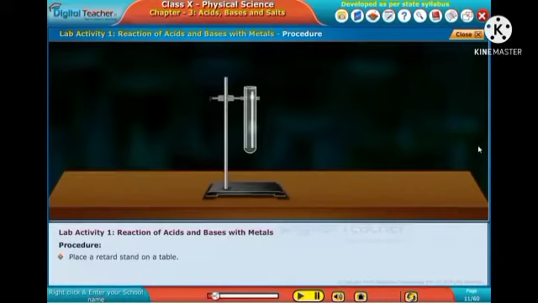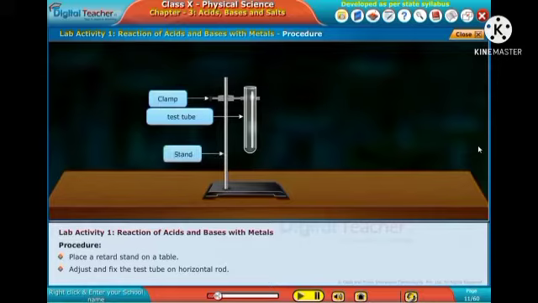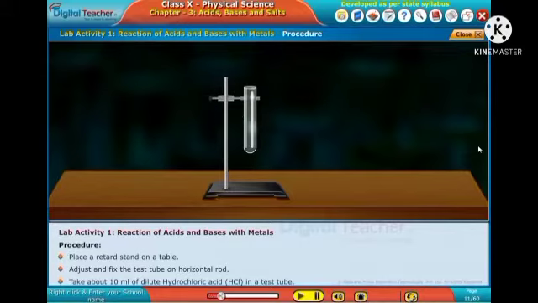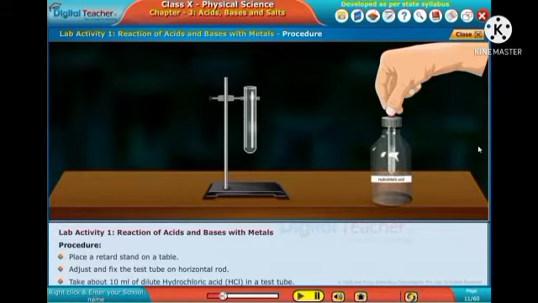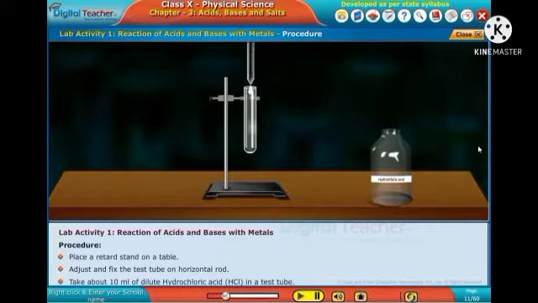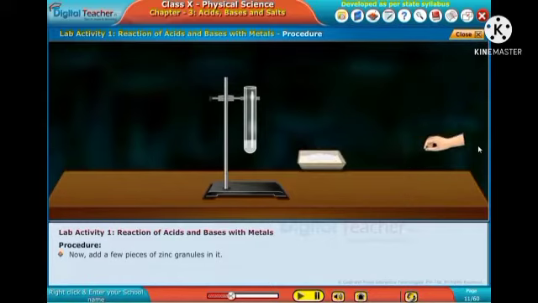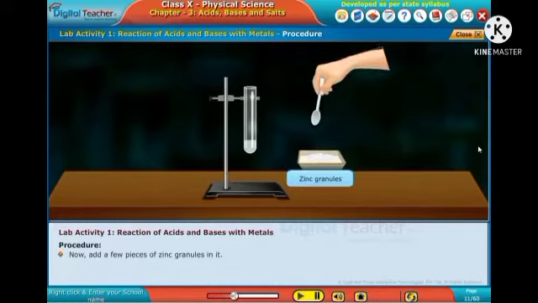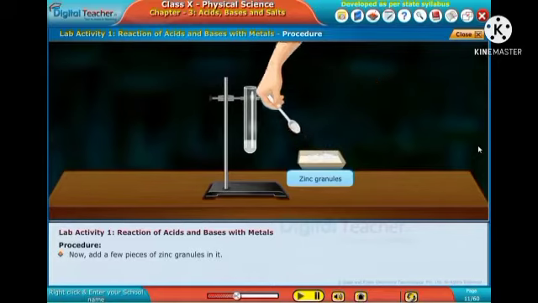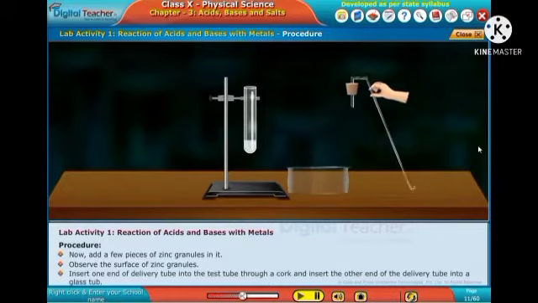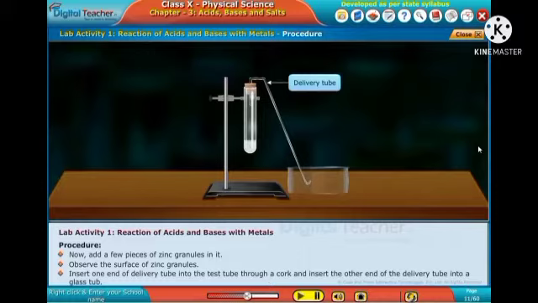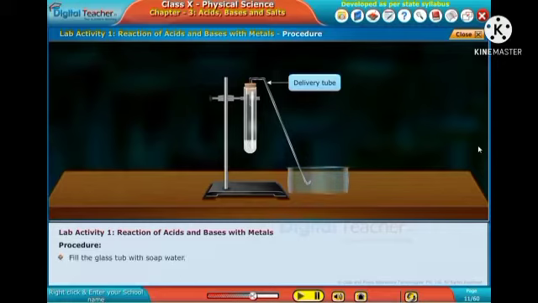Let us see the procedure of this activity. At first, take a retort stand and fix a test tube to it, and then take hydrochloric acid. Take 10 ml of hydrochloric acid into the test tube. Then add zinc granules to the test tube. The neck of the test tube is covered with a single hole rubber cork, which is connected through a delivery tube. The free end of the delivery tube is kept into soap water.